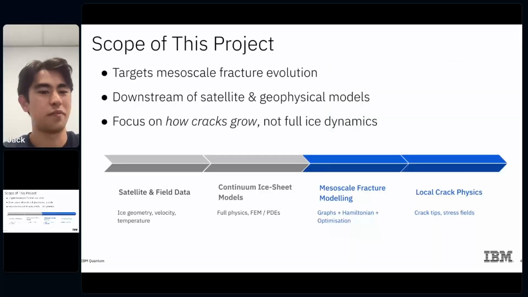To talk about the scope of this project, we're targeting the mesoscale, which we define as where the fractures are forming. We want to model those using graphs, generate Hamiltonians, and do an optimization to see how these fractures evolve. To inform this, we look at the local crack physics, mainly the crack tips and the stress fields around them.